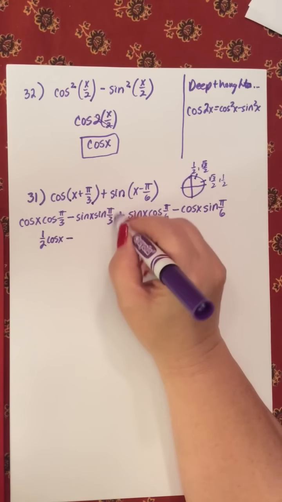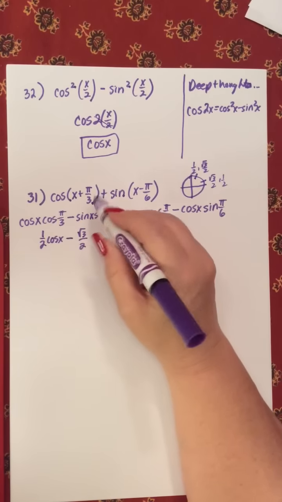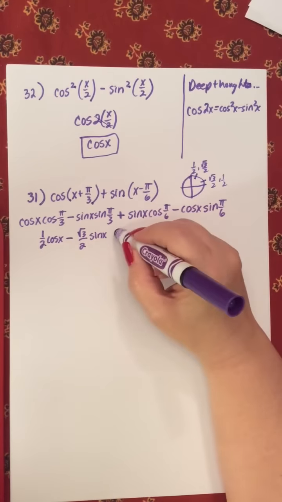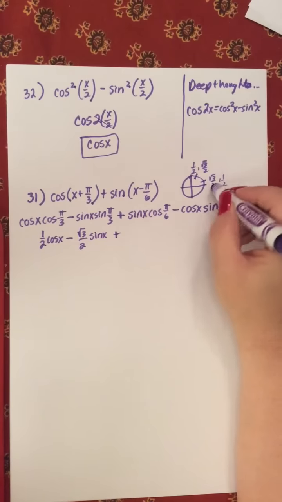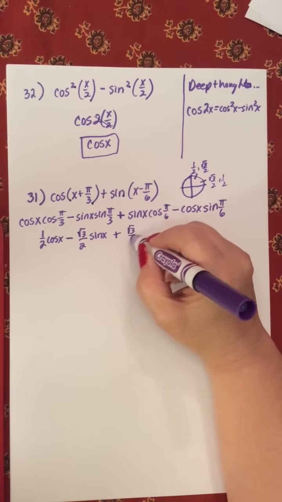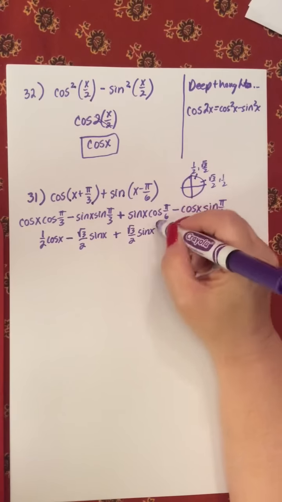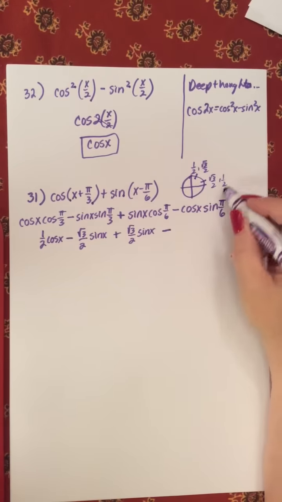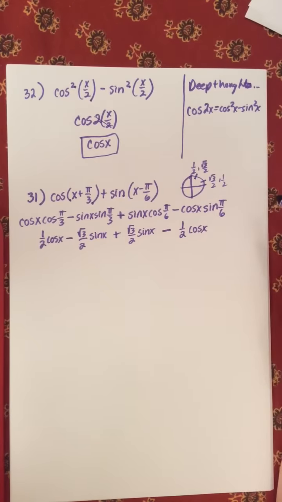So this part here is square root of 3 over 2, so it'll be square root of 3 over 2 sine of x. And then this one will be plus cosine pi over 6. Cosine pi over 6 is square root of 3 over 2, so this will be square root of 3 over 2 sine of x. We don't know what sine of x is, but I did know this, so I'm putting it in the front. Minus sine of pi over 6 is 1/2, so this will be 1/2 cosine of x.